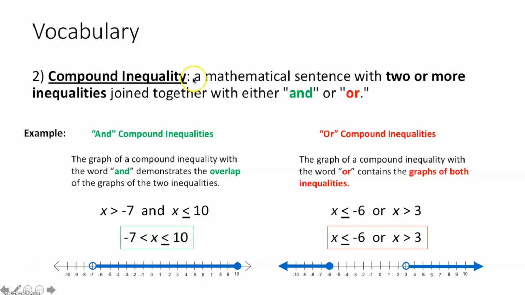Next, let's review compound inequalities. So compound inequalities are mathematical sentences with 2 or more inequalities joined together with either and or. So we talked about this last time. We have 2 types of compound inequalities, and compound inequalities and or compound inequalities. The and compound inequalities refer to the intersection of the 2 inequalities, whereas the or compound inequalities, you get 2 inequalities with the word or in between them. When we graph this, we're going to graph each of them separately on the same number line.